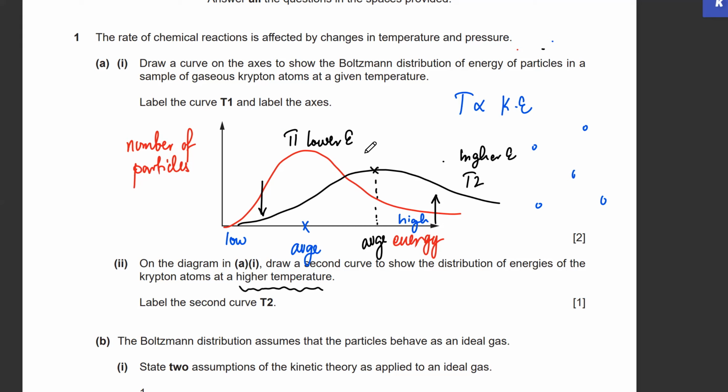So is that clear? This is Boltzmann distribution. Is this part clear? Tanya, is this clear? Osva? Yes, sir.